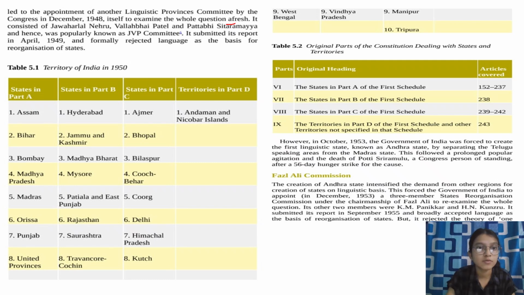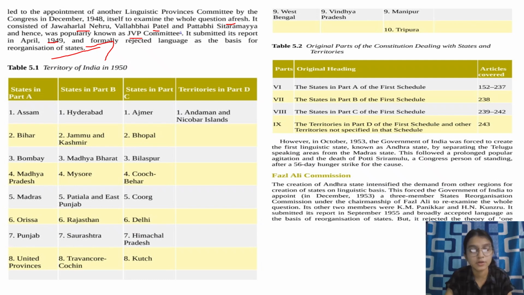It consisted of Jawaharlal Nehru, Vallabhbhai Patel, and Pattabhi Sitaramayya, and hence was popularly known as the JVP Committee. The reason the committee is known as the JVP Committee is because of the very popular people in the committee: Jawaharlal Nehru, Vallabhbhai Patel, and Pattabhi Sitaramayya. It submitted its report in April 1949 and formally rejected language as the basis for reorganization of states.